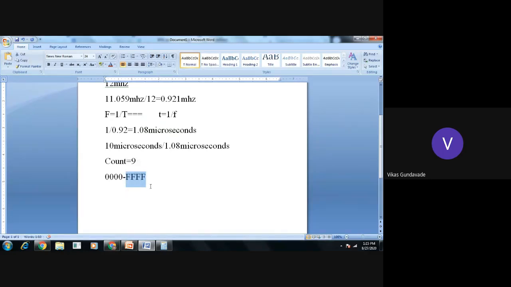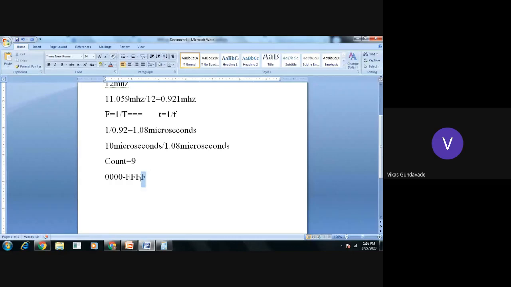Why? Because it is auto incremented. So every time, the count will start from 0000, then 1, 2, 3, 4, and so on. And how much count do we require? We require the count of 9 only. That means from the maximum count, we will subtract this 9, and then we will use that count in the registers.